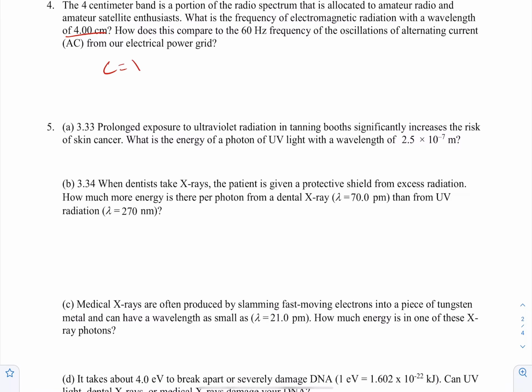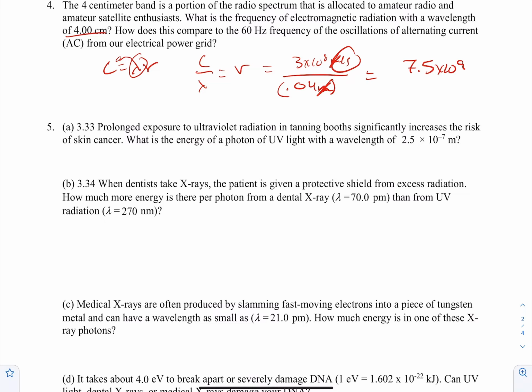So we know that c is equal to lambda nu. I have lambda, so I'm going to switch it over. c over lambda is equal to nu. It's equal to 3 times 10 to the 8th meters per second over 0.04 meters. Don't make that mistake. Don't put 4 down here. It's 4 centimeters. We need to put this in meters so these meters cancel. I end up with 1 over seconds. And if I do that correctly, I get 7.5 times 10 to the 9th hertz.